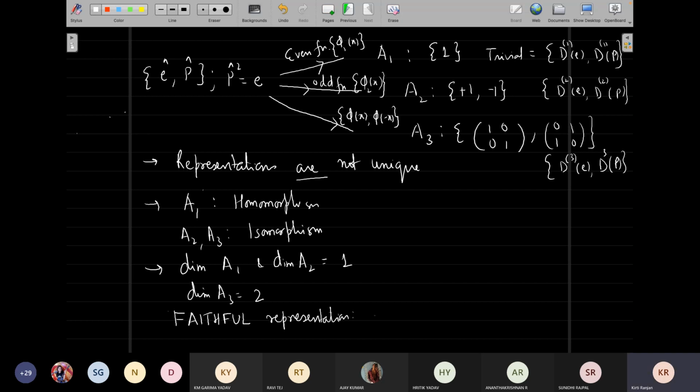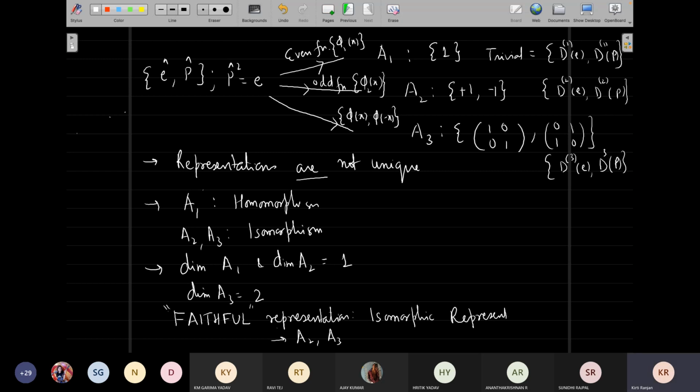The definition is that the faithful representations are nothing but the isomorphic representations. So can somebody tell me, out of the representations A1, A2 and A3, which representation of this operator group E, P is faithful? A2 and A3. So even the faithful representation does not need to be unique.